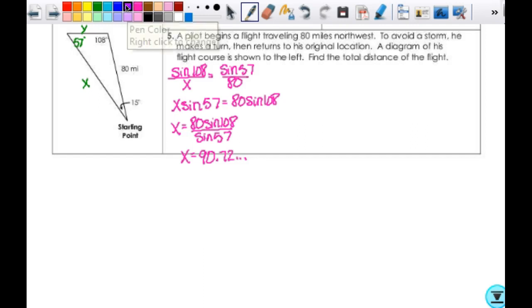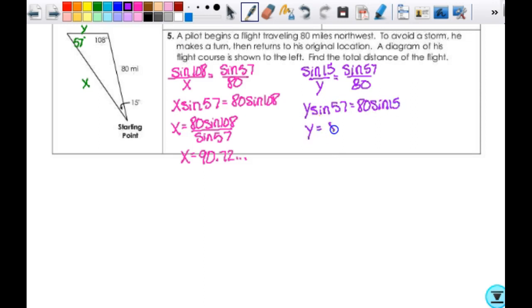All right, so then I need to find y in order to do this. So the sine of 15 over y is equal to, and I'm going to use this same thing. I could use my stored values, but it's safer to use what they gave you. Equals the sine of 57 over 80. Cross multiply, y times the sine of 57 is equal to 80 times the sine.